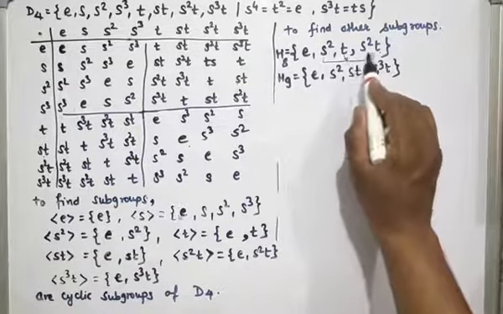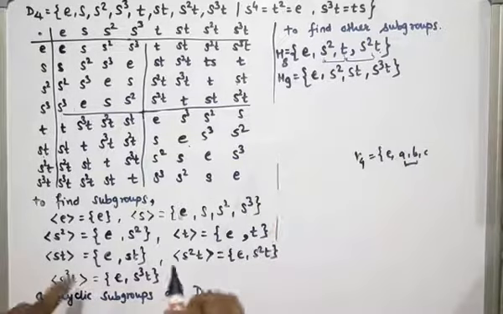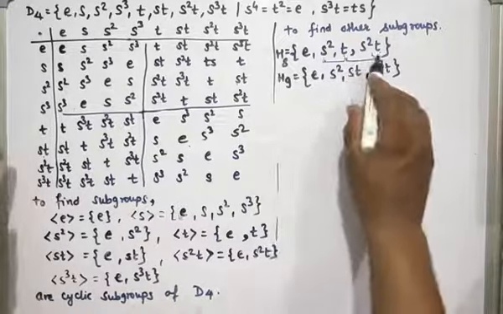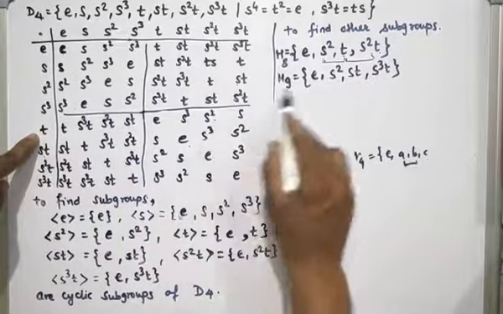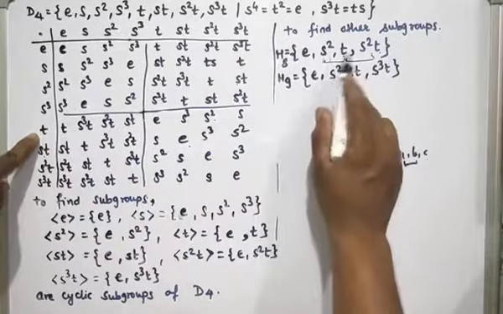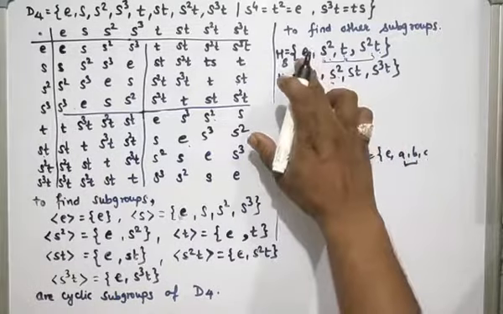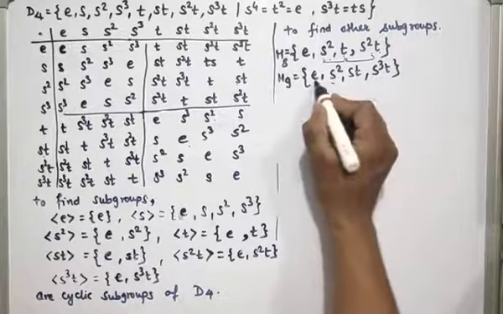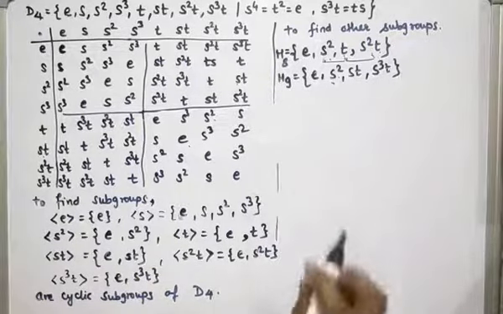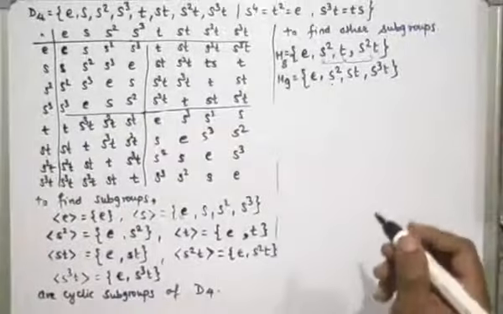Here the product of these two is nothing but the third element. So the product of T and S square T is S square, which is the third element, right? So H8 and the Klein 4 group are isomorphic. Next, identity, S square, ST and S cube T is again a subgroup.